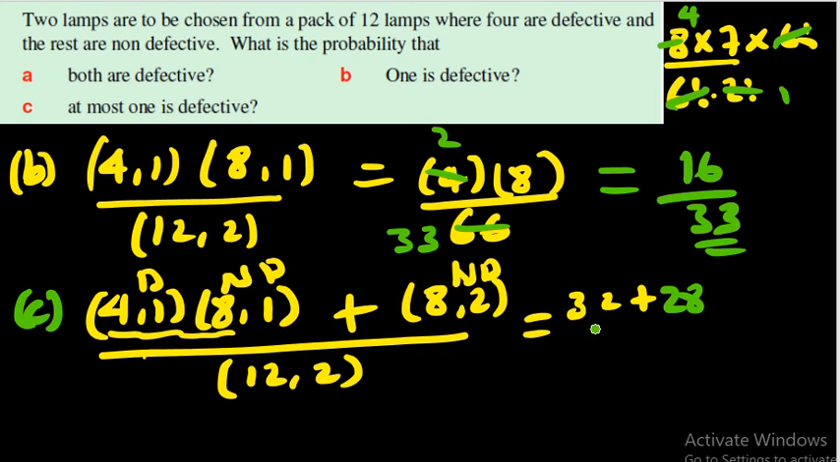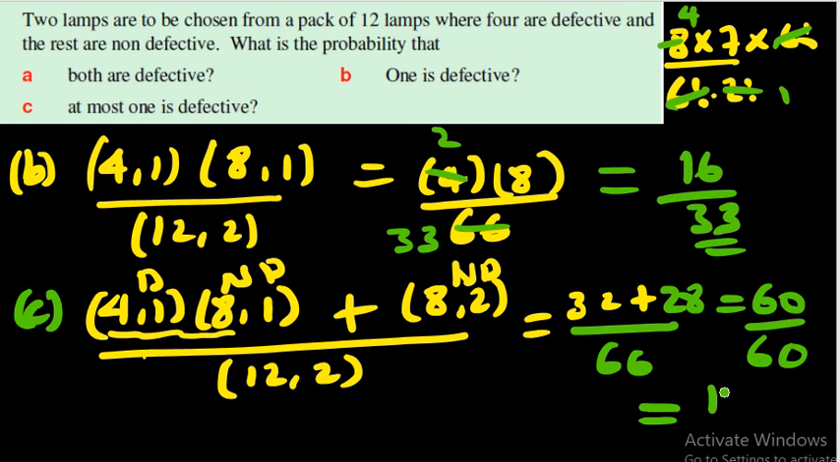28 divided by 66. When you add it, it's going to be 60 over 66. You can simplify by 6, so it's going to be 10 over 11. This is 66. 10 over 11, that's going to be the probability of choosing at most one defective.